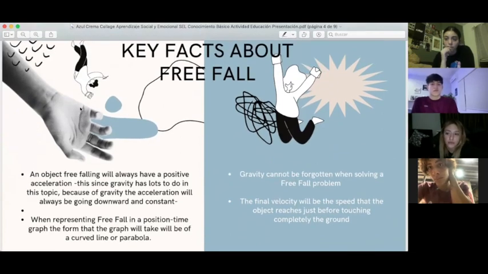Key facts about freefall. An object freefalling will always have a positive acceleration. Since gravity has a lot to do with this topic, because of gravity, the acceleration will always be going downward and constant. When representing freefall in a position-time graph, the graph will take the form of a curved line or parabola. Gravity cannot be forgotten when solving a freefall problem. The final velocity will be the speed that the object reaches just before touching the ground.